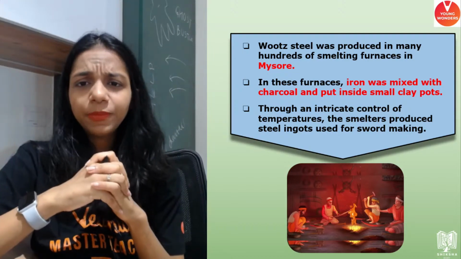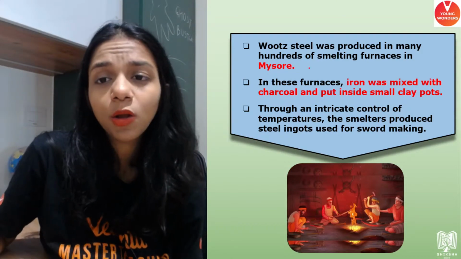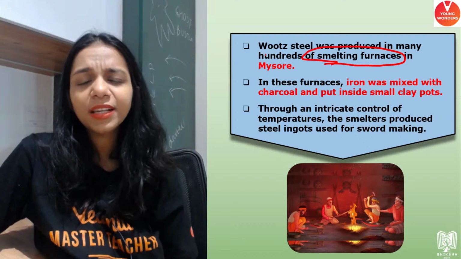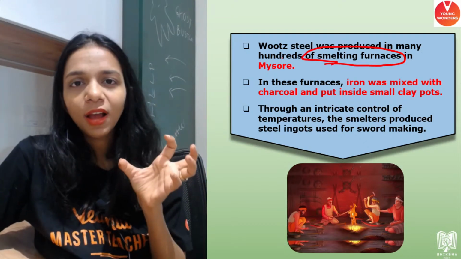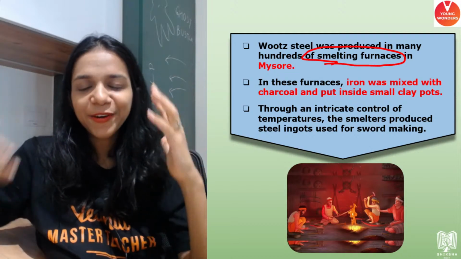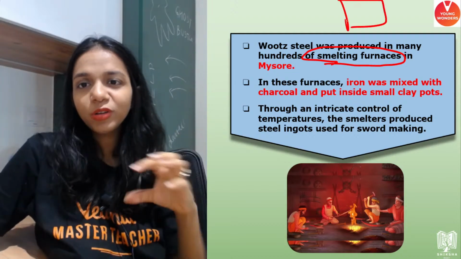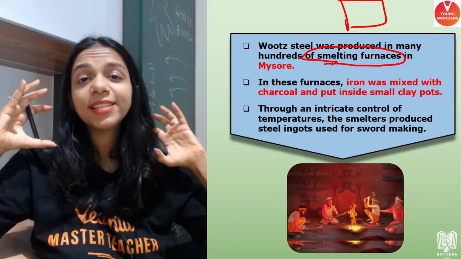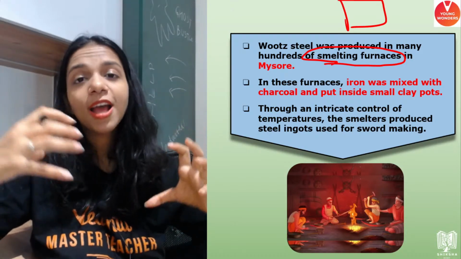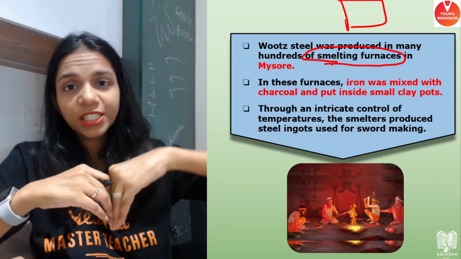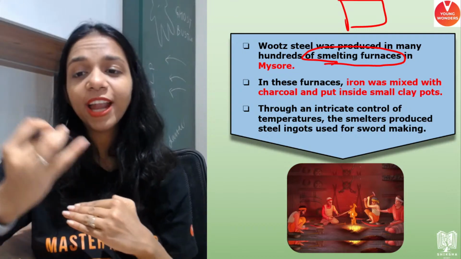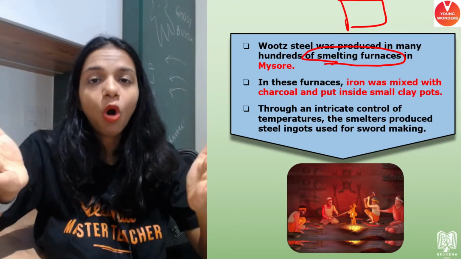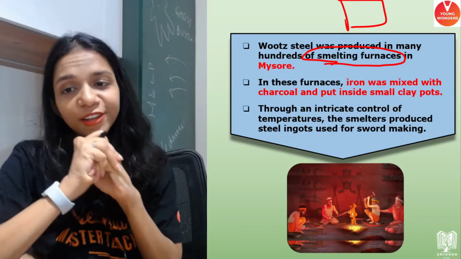How was it exactly produced? It was produced in something called a smelting furnace in Mysore. Smelting furnace hota hai, in Hindi it's called bhatti, है ना. It's a clay pot that is extremely hot. It is in that hot clay pot that iron was mixed with charcoal, and then you would get steel. That steel would then be put in the shape of a sword, and you would get a steel sword.